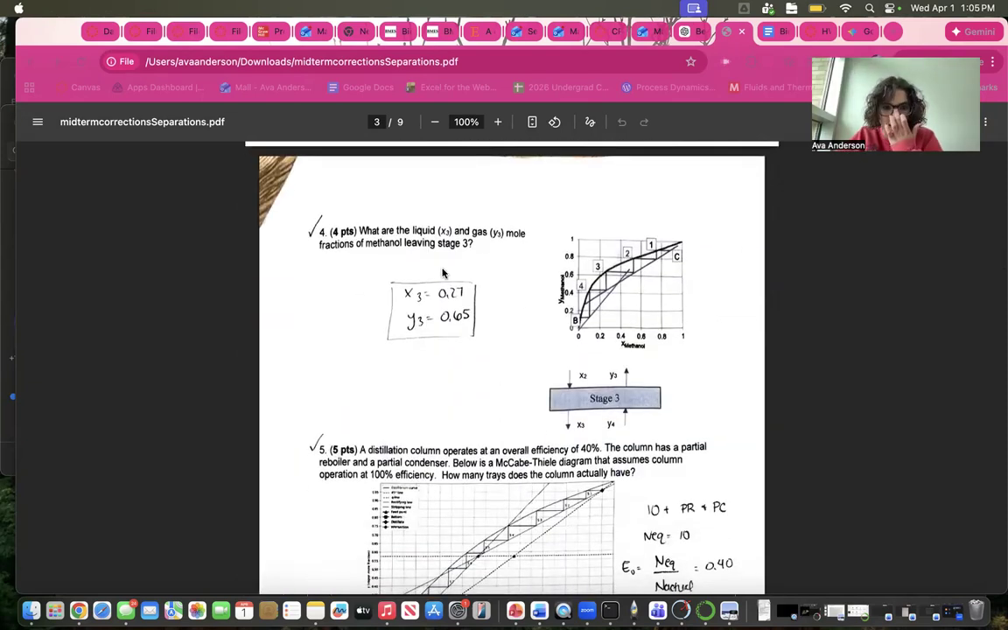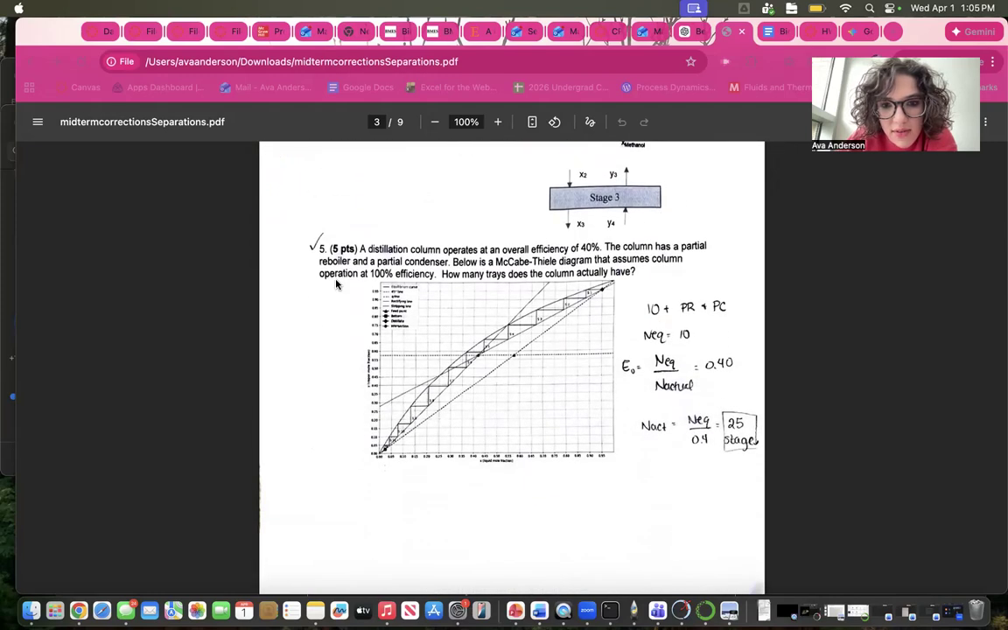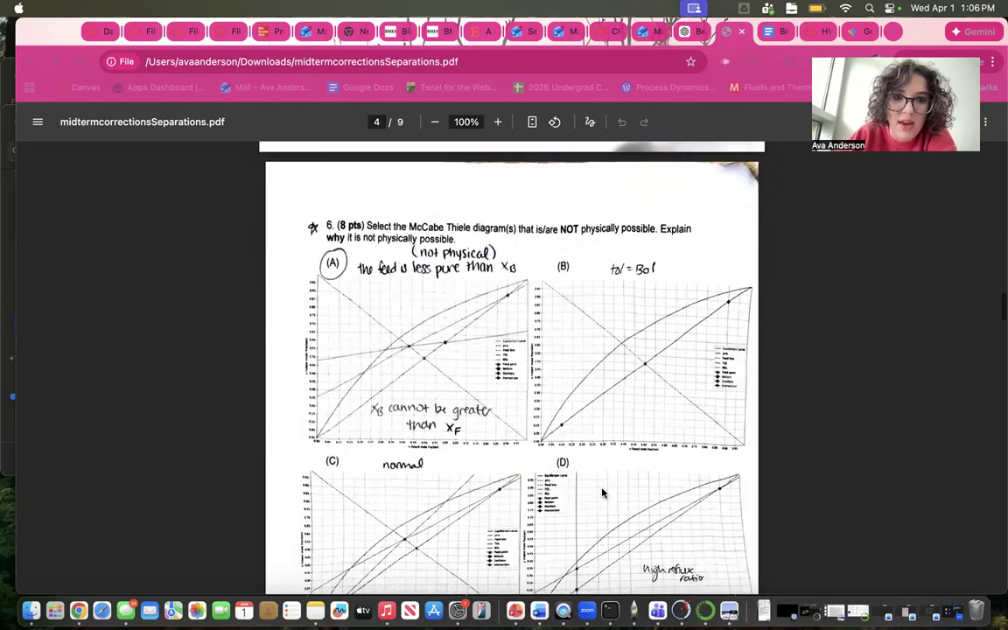For four, I got four correct. X3 is 0.27 and Y3 is 0.65, so in that graph. I also got five correct, but just to go through it again, 10 plus PR plus PC. The equilibrium stages is 10, and then solving for the efficiency, that is N EQ over N actual, which is 0.14, it gives us that overall efficiency. And then we can rearrange that and solve for the actual, which is 25 stages.